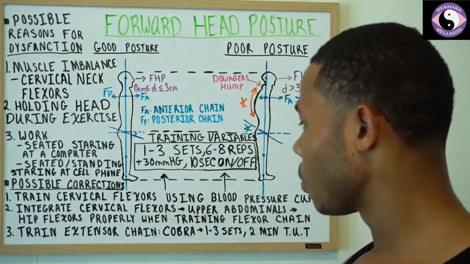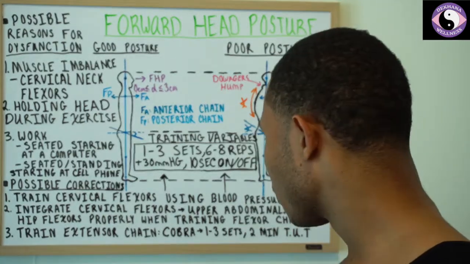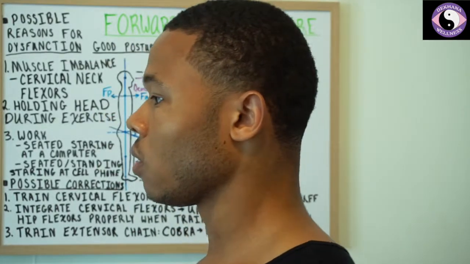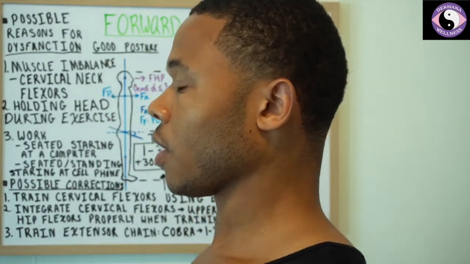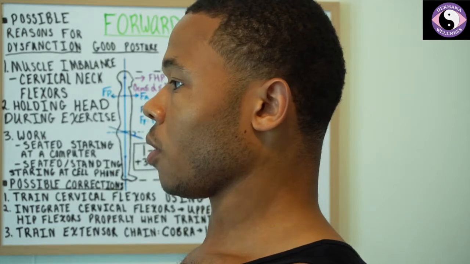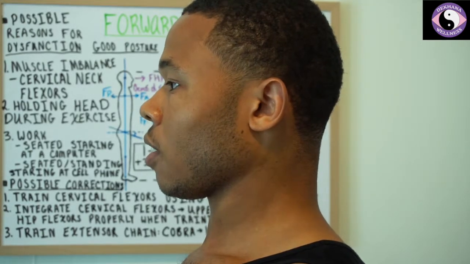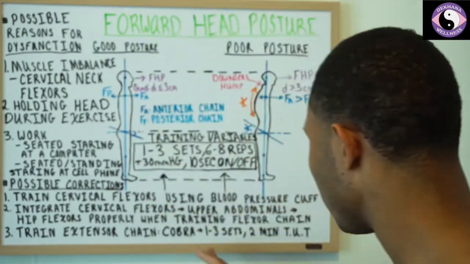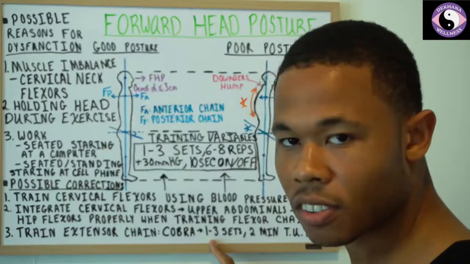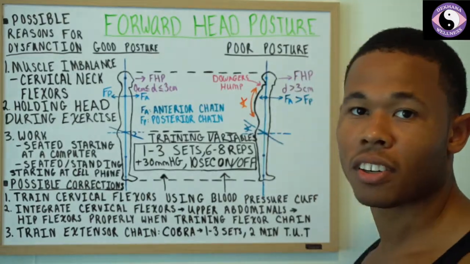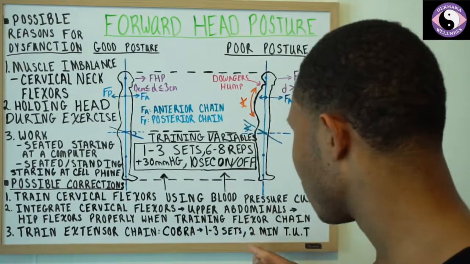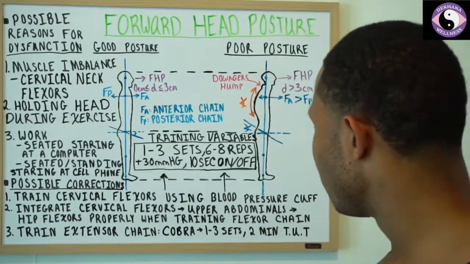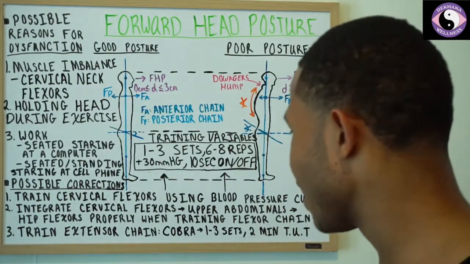All right, so last correction, we'll talk about training the extensor chain. So let's think about a cobra. Remember with the cobra, you're going to be on the floor and then you're going to open up. As you open up, boom, you abduct the arms and you're just going to hold it, but you can keep the head back. And let's look at the variables again. 1 to 3 sets, and you're looking for 2 minutes of time and attention. So 2 minutes here because it's a postural exercise. And you do 1 to 3 sets of that.